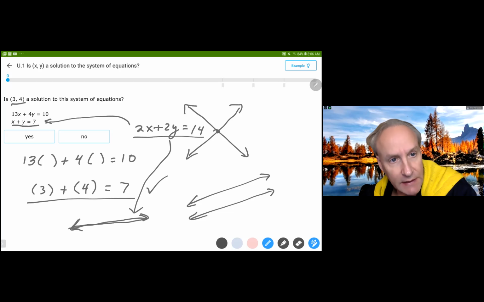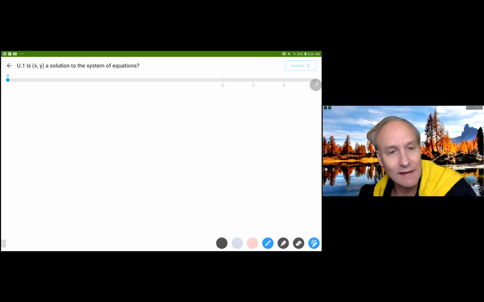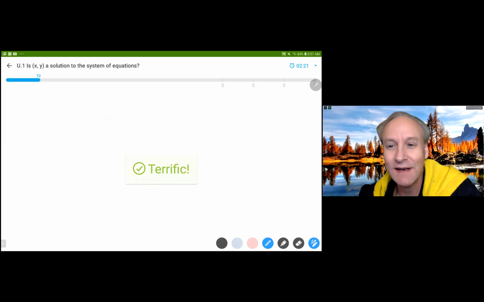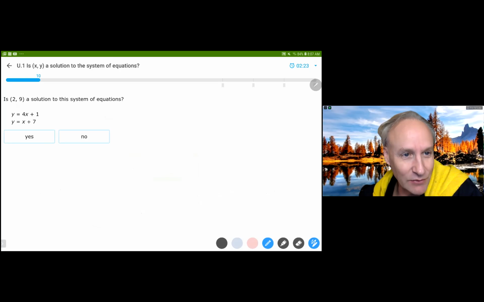In this particular case, is this a solution? We can see very clearly that it's not. If we put the 3 in here, we get 39 plus 4 times 4, which is 16, and 39 and 16 is 55, and it's certainly not equal to 10, is it? So this is a no. I know I went overboard there. Let's do the rest a little bit quicker now.